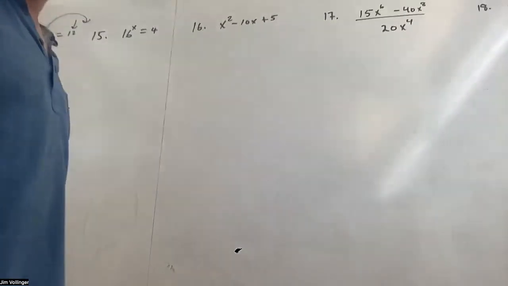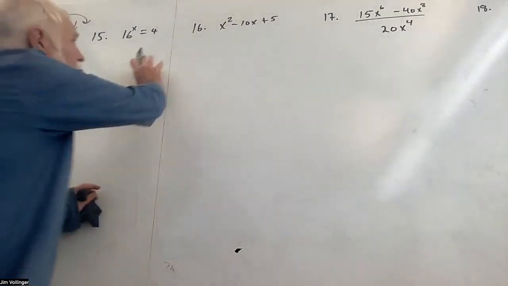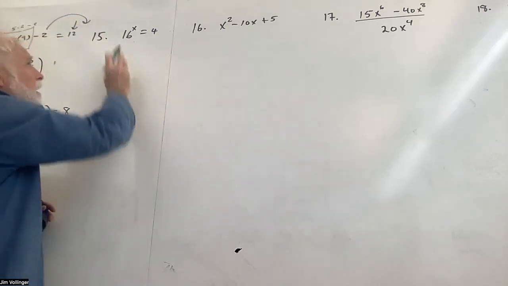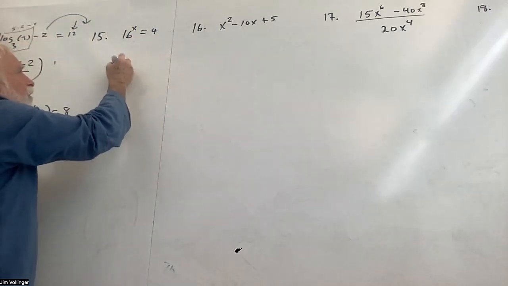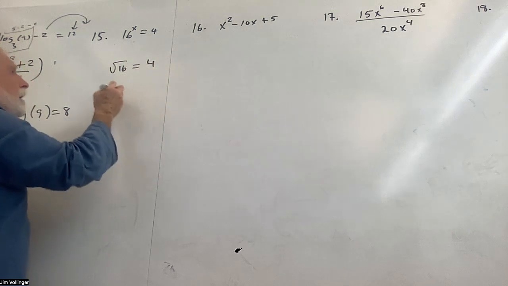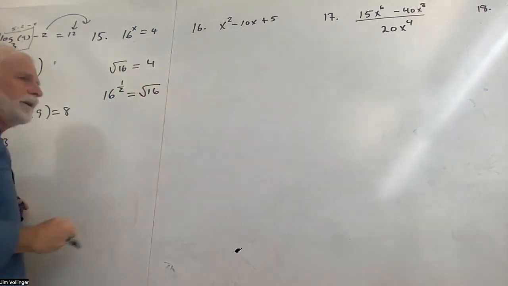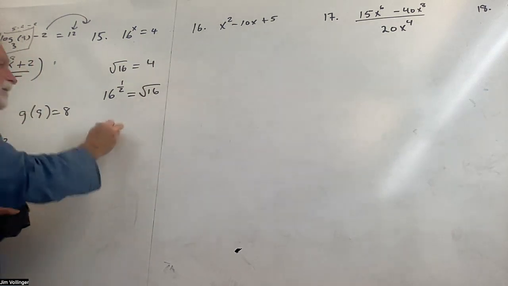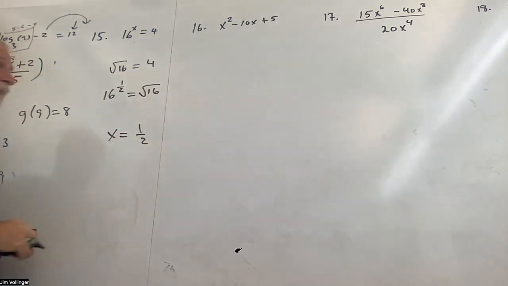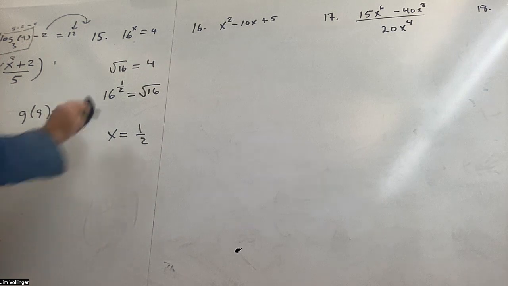All right, 16 to the what equals 4? I'm hoping everybody, yeah, you can see it. I'm hoping everybody knows that the square root of 16 equals 4, and 16 to the 1/2 is another way of writing the square root of 16. So I hope you're just answering it by saying x is a half. But many of you haven't got there yet.